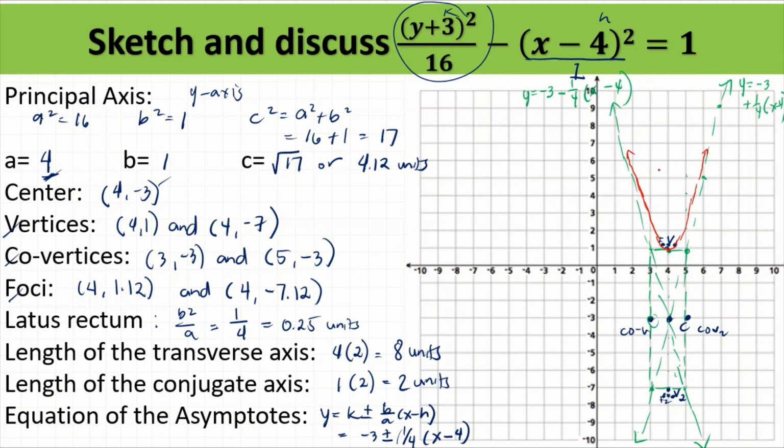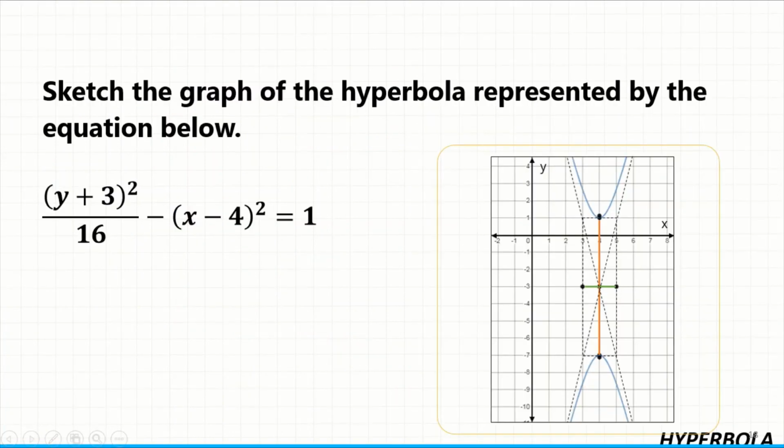Okay, so this is the first part and then the other part is pababa. Upward and downward tayo kasi ang principal axis natin is y. Okay, so ito po. So, dapat yung ating hyperbola ay hindi tatama sa ating asymptotes. So, those red lines are the lines for the hyperbola. So, sa maayos na graph, ganito po ang itsura ng quantity y plus 3 squared over 16 minus quantity of x minus 4 squared equals 1.